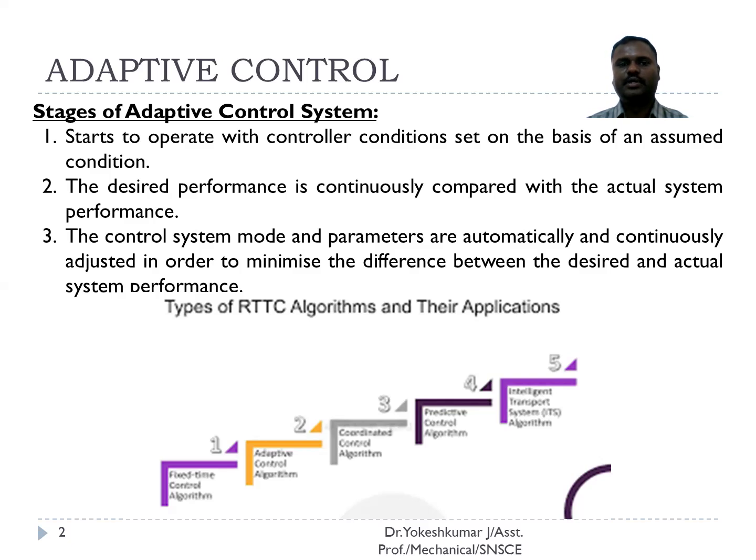The second stage is that the desired performance is continuously compared with the actual system performance. We have set the values of human comfort temperature and humidity in the central air conditioning system, say for example 26 degrees as the human comfort temperature and 55% humidity. The system has to operate continuously, and the actual system performance is measured with the help of sensors and transducers. That performance is compared with the desired performance or the set values.